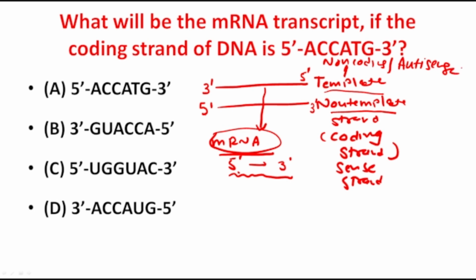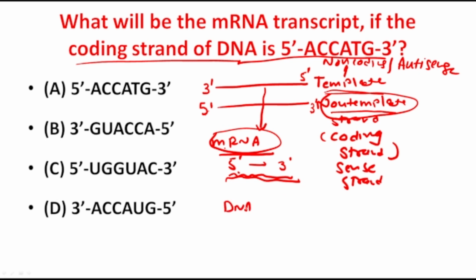So in this type of question, you have to understand the concept. Here, the coding strand of DNA is given 5' to 3'. So here, this non-template strand is given from 5' to 3'. So you have to understand that mRNA will also be in the 5' to 3'. Except, the difference between the coding strand and mRNA is that in DNA there will be thymine, while in RNA it will be uracil. So the sequence will be similar, exactly, and here the T will be replaced by U.